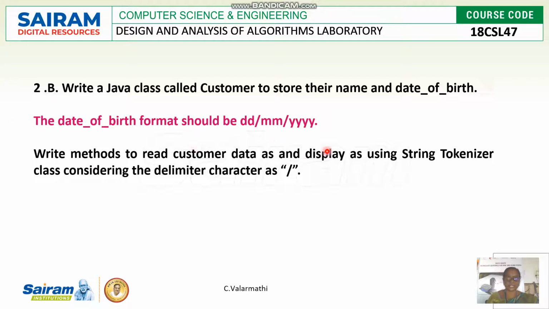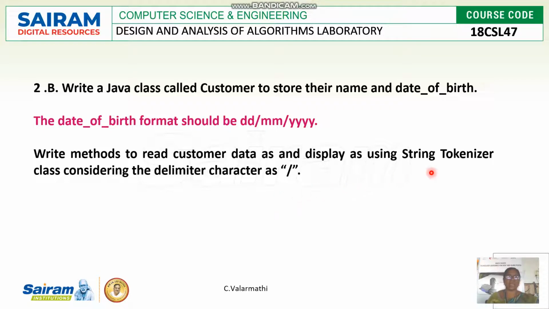Here, instead of dd/mm/yy, I'm going to apply something else. The question asks us to display this date of birth in other delimiters. So how can we display the day, month and year in other delimiters? Instead of using this forward slash symbol, I can use a hyphen. That is also another common format for mentioning the date of birth, right?